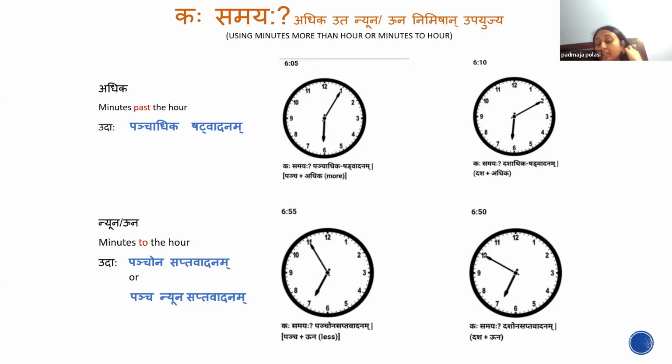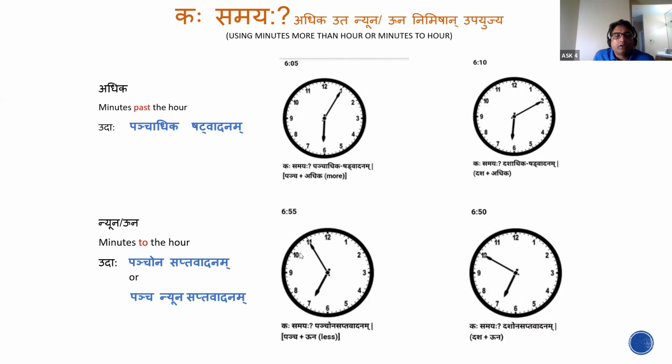Panchatrimshat adhika shadvadanam. Good. Panchatrimshat adhika shadvadanam. Uttamam. Yeah. So until here, you can most probably say adhika. Okay, it doesn't make sense. Okay, maybe here may be a gray area. You can say both ways.